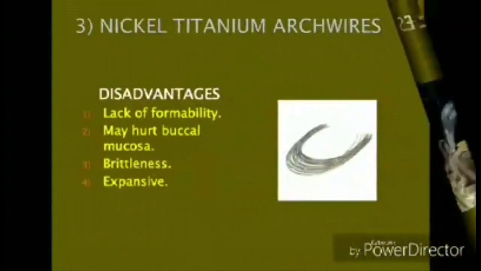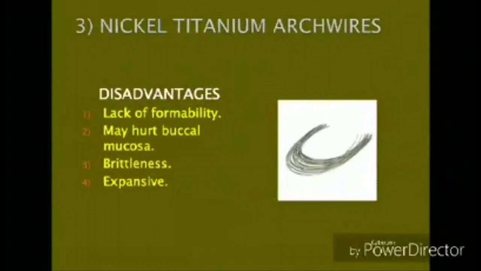The lack of formability is a major disadvantage in case of nitinol wires because in procedures where first, second or third order bends have to be given in the archwires, fine tuning of the tooth movement becomes very difficult. Nitinol also possesses springiness, which means that the wire can shift from one side to the other and may hurt the buccal mucosa.